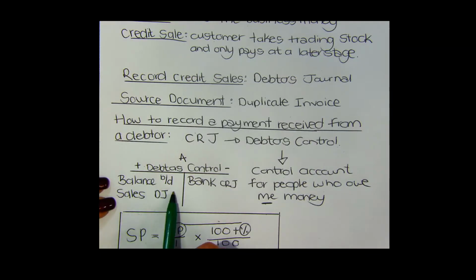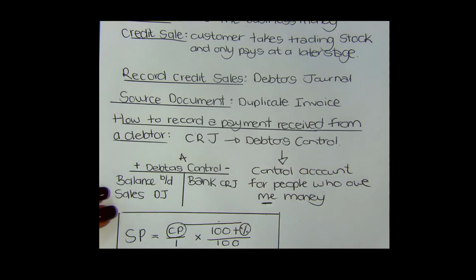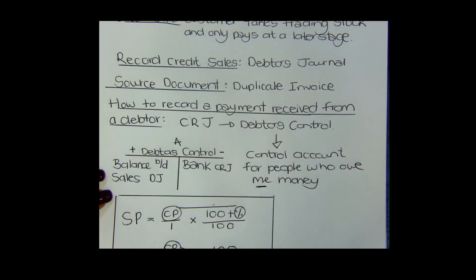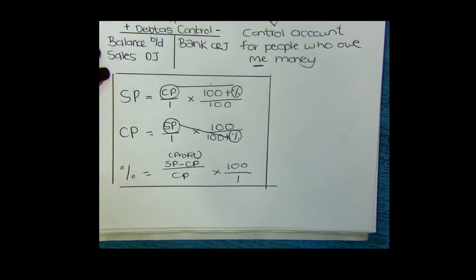Sales from my DJ will increase the amount of money owed to me by debtors, and my CRJ bank debtors control column is going to decrease the amount of money that a debtor owes me. Okay, so debtors control is a control account for people who owe me money.